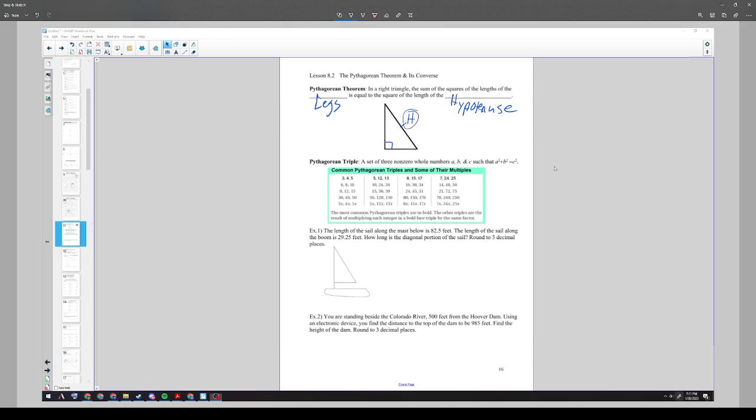I know we're all familiar with it, but when we get a little bit further and get to trigonometry, we're going to be talking about things relative to opposite sides, adjacent sides, and hypotenuse, so it's important.